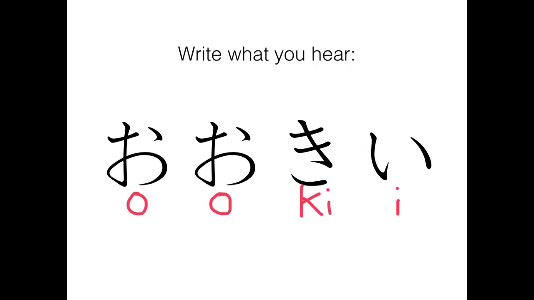If you want to make sure you're pronouncing it or holding it for the right number of beats, you can also just sort of tap it out or clap it out as you say it. So, oki, oki. 4 beats that word has to be held for.